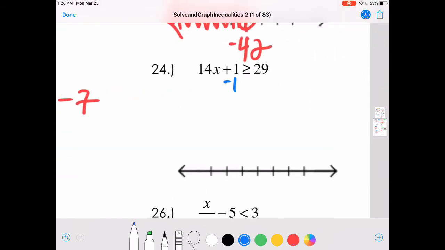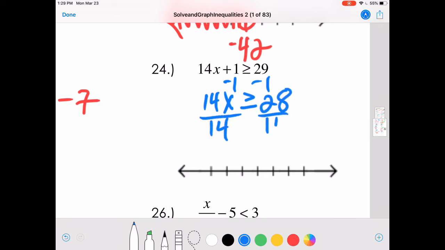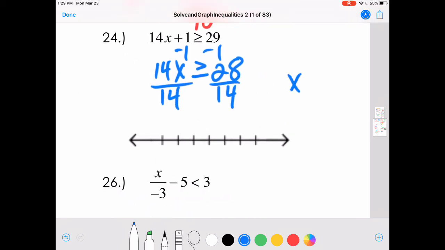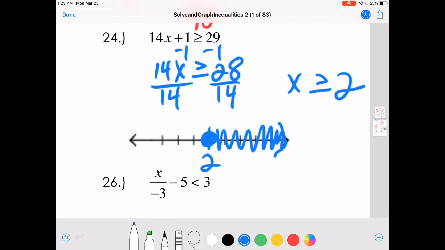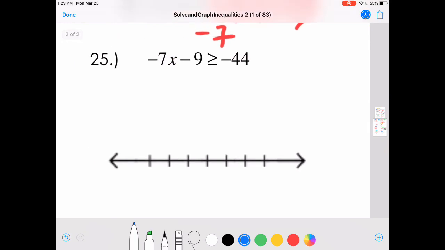For number 24, I'm subtracting 1 on both sides. You get 14x is greater than or equal to 28. Divide by 14, x is greater than or equal to 2. Remember, when you add or subtract by a negative, the sign doesn't change. It's only when you multiply or divide by a negative.